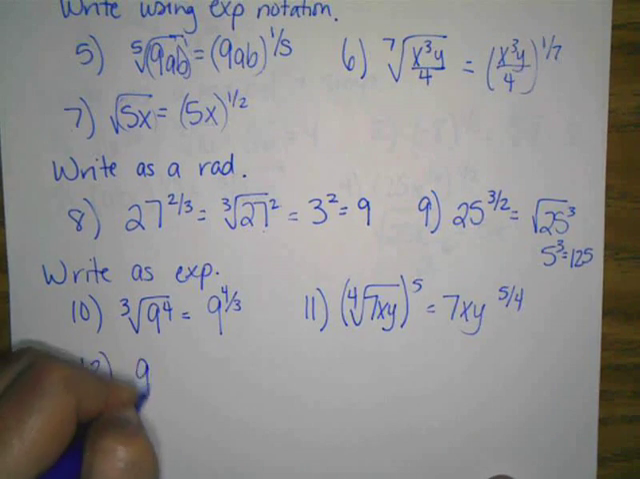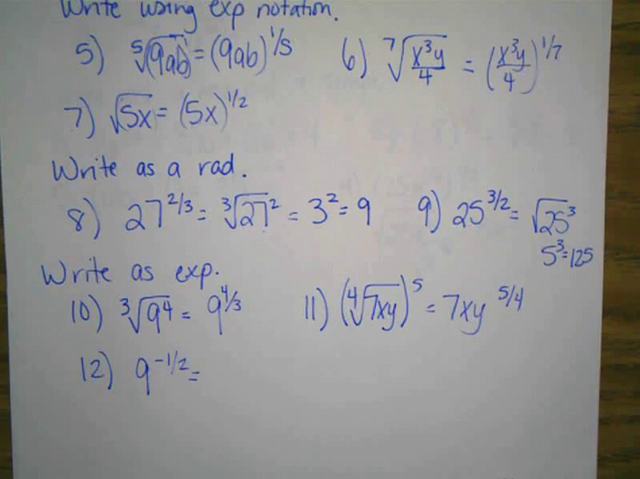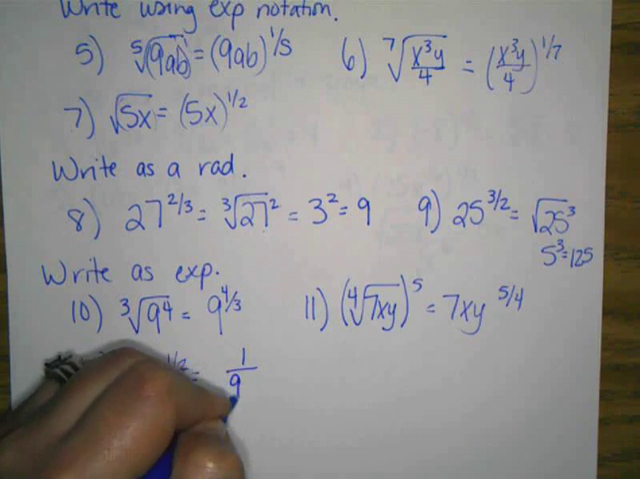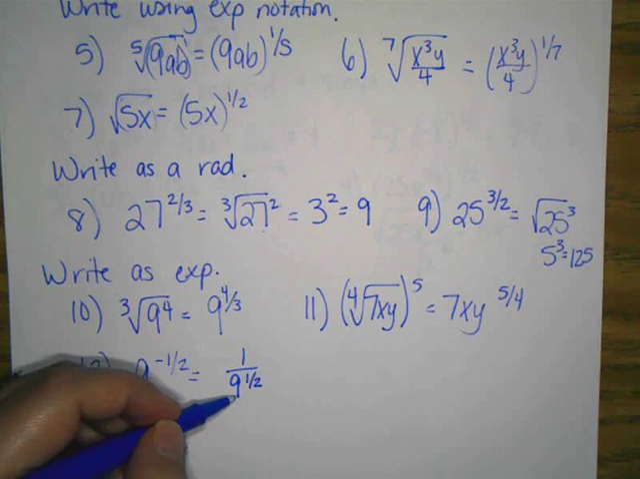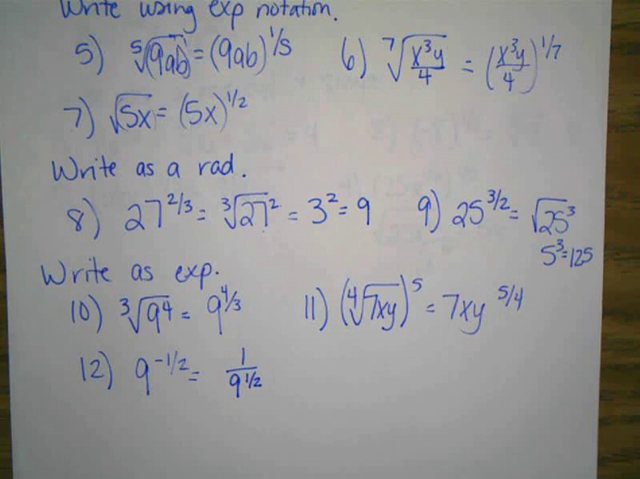Number 12, 9 to the negative 1/2. What happens with our negative exponents? They move below the fraction bar. We have 1 over 9 to the 1/2. And remember, this asks you to leave it as exponents, so you don't have to change that to square root of 9. Even though you know square root of 9 is 3, the answer is 1/3. But here we're just leaving it.